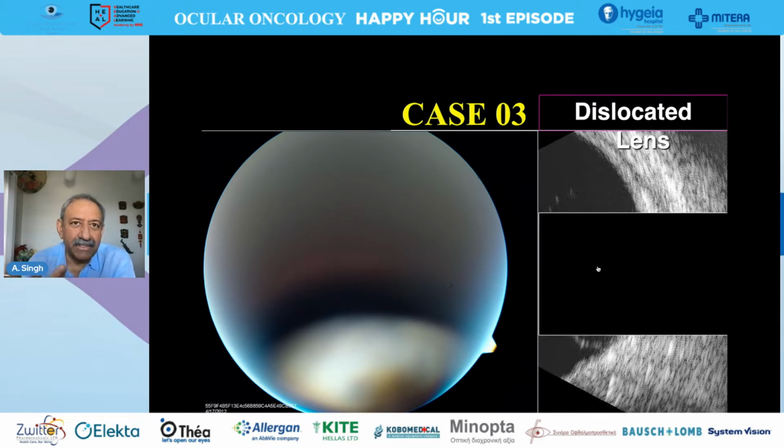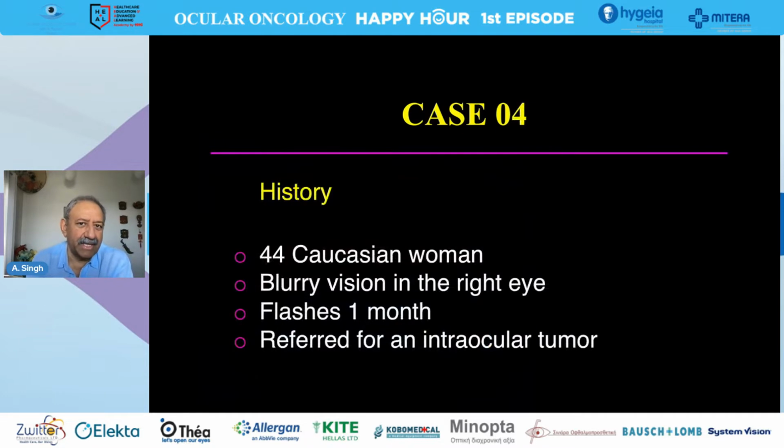So that's the reason: this is a hypermature cataract that has spontaneously dislocated. So these are kind of easy cases. That's not very difficult to figure out, but you see them from time to time in the clinics.